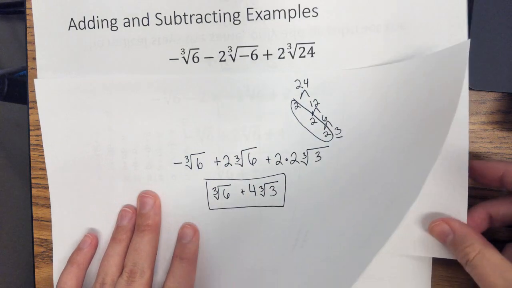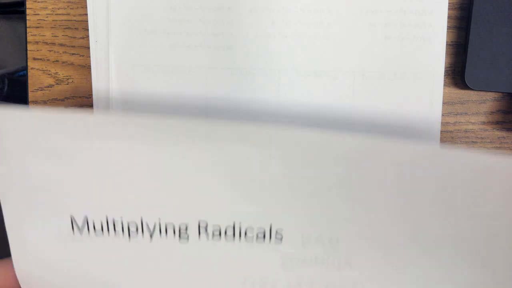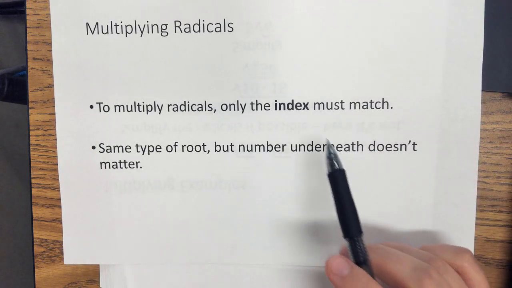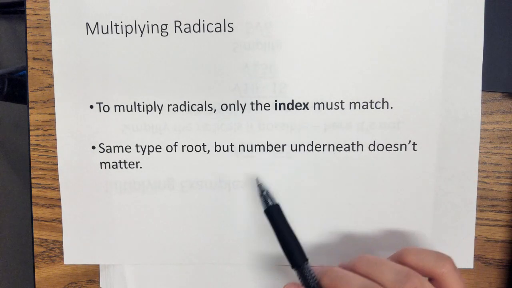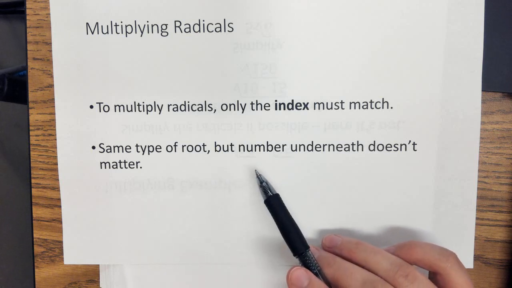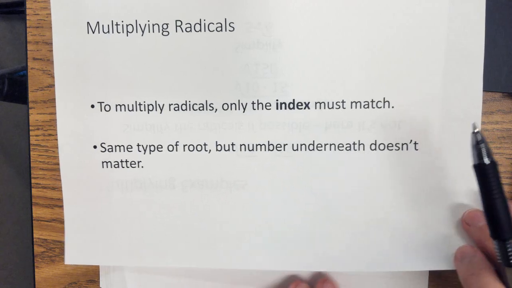So that's adding and subtracting. Let's talk about multiplying. Now for multiplying, the rules are a little bit different. To multiply now, only the index has to match, which means they have to be the same type of root, both cube root, both square root, whatever, but the number underneath does not have to match anymore.